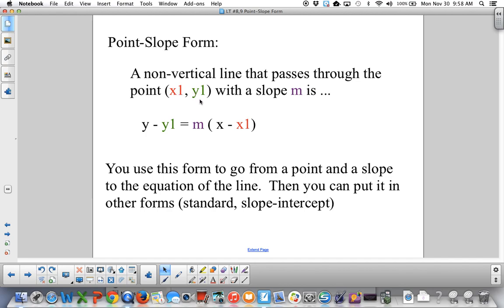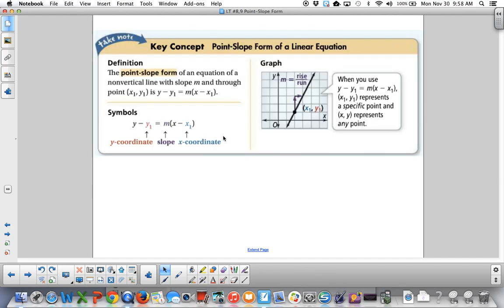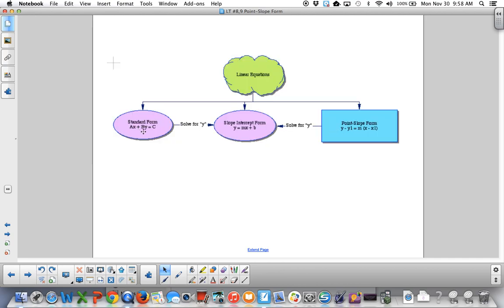So we need two things, a point and a slope. And we just plug in the point and plug in the slope. Keep in mind that y and x are our two variables that we need for the equation of a line. Here's our key concept. This is from your quick notes, and you'll see the point-slope form again. We have standard form, slope-intercept form, and now point-slope form. Again, point-slope form is a brilliant form that allows us to go from a point and a slope to at least getting an equation for the line.